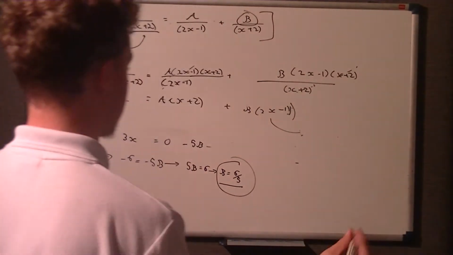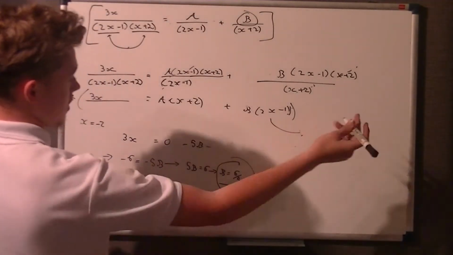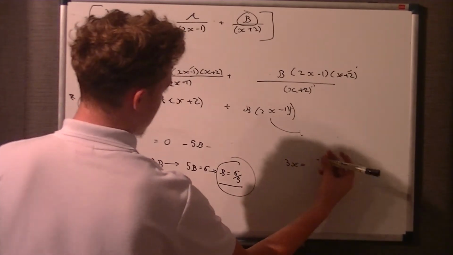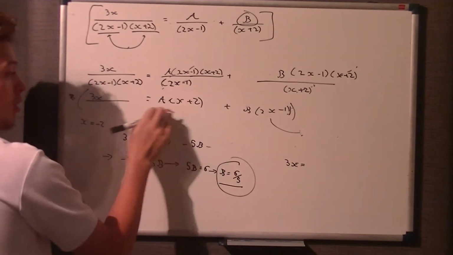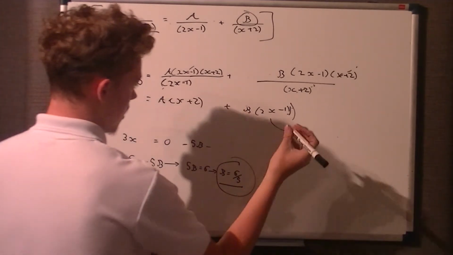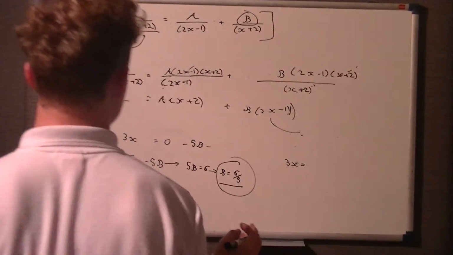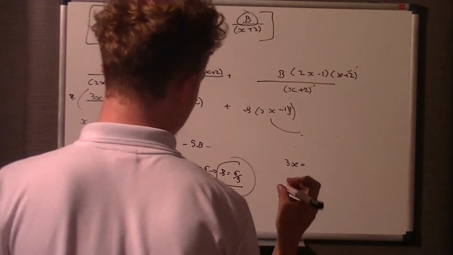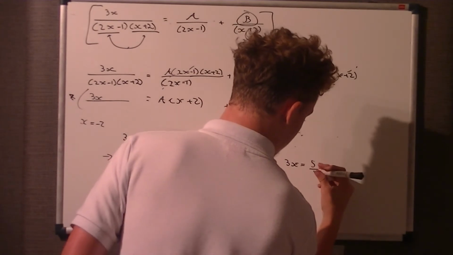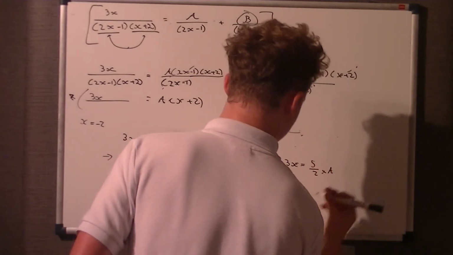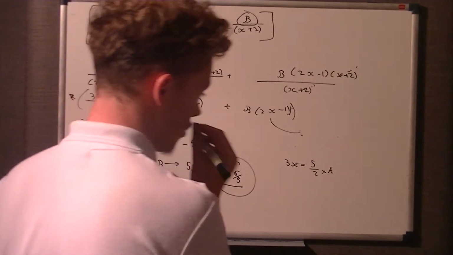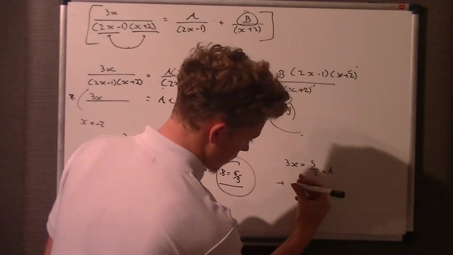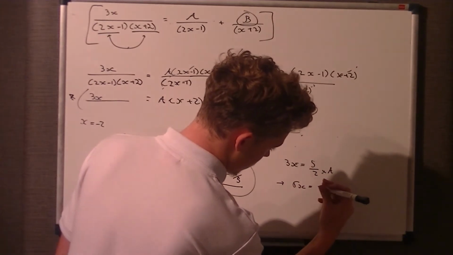So we put in x is a half, because that would get rid of b. So if that gets rid of b, 3x equals, if we put a half in here, so 2 and a half, that's 5 over 2, so 5 over 2a. 3x equals 5 over 2 times a, or you could simplify this down, so you put 6x equals 5a.